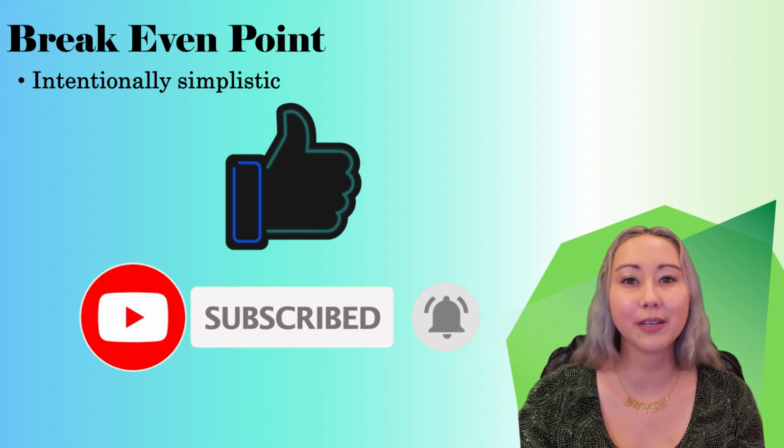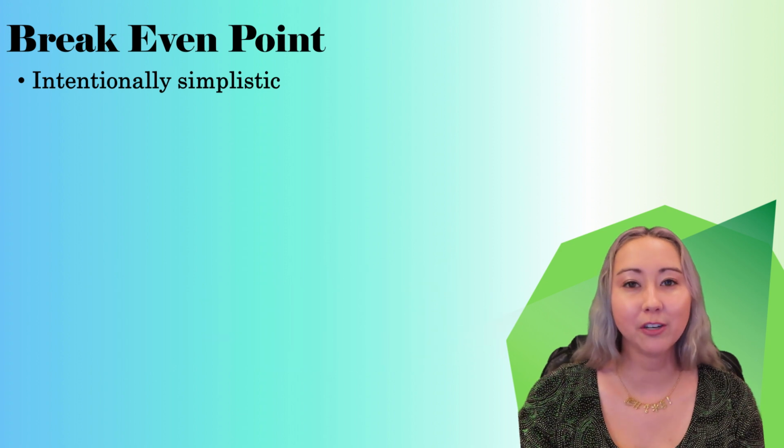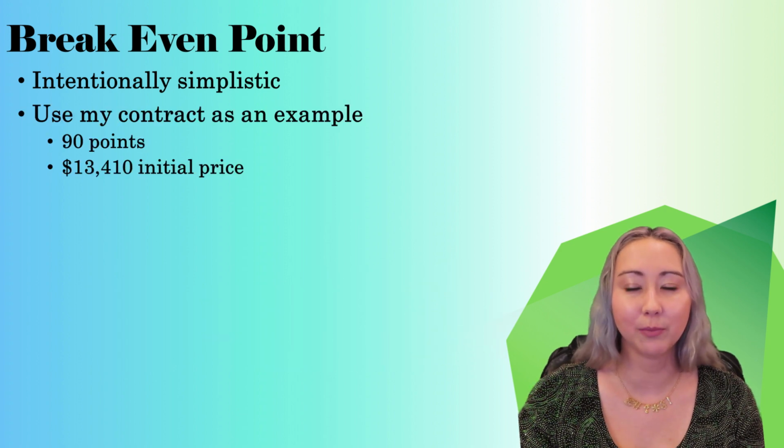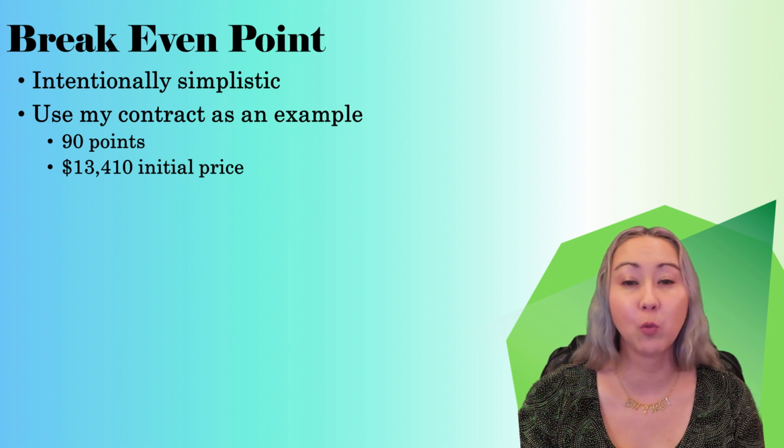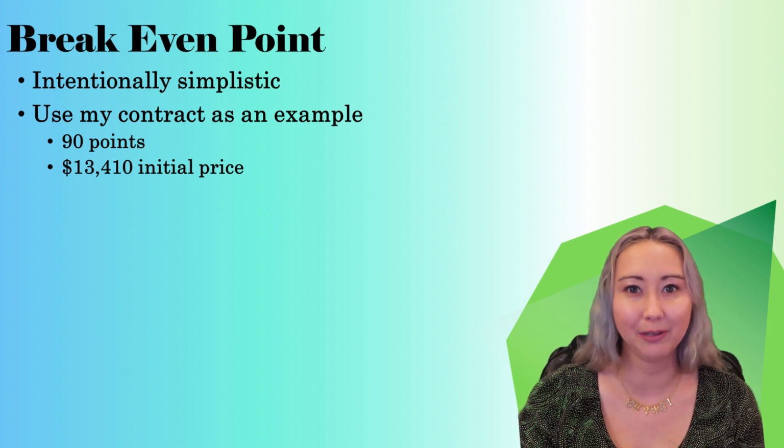For all scenarios, I'll be using my contract as an example. I purchased a 90-point contract on the resale market for a Bay Lake Tower home resort with an August use year at $146 per point. 90 points at $146 per point results in a purchase price of $13,410. I am ignoring the closing costs here that I paid. If you want to include those in your calculations, absolutely feel free.